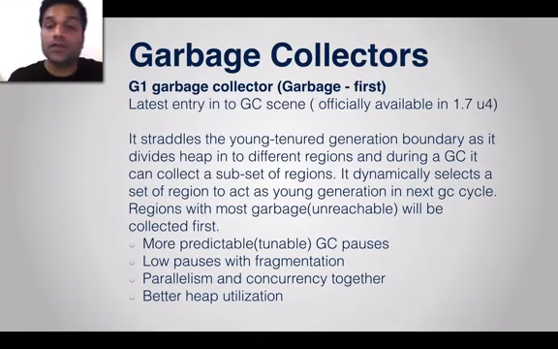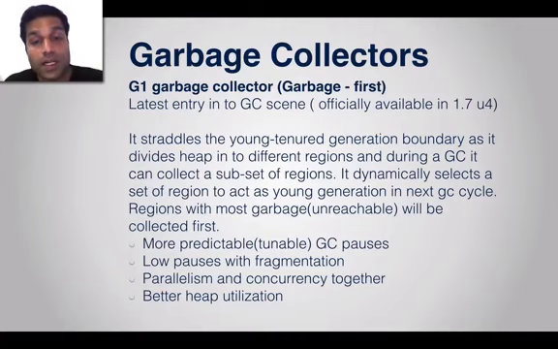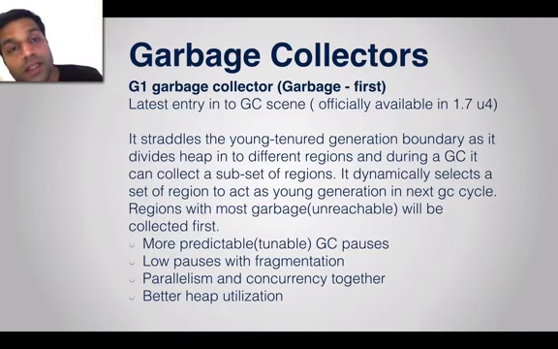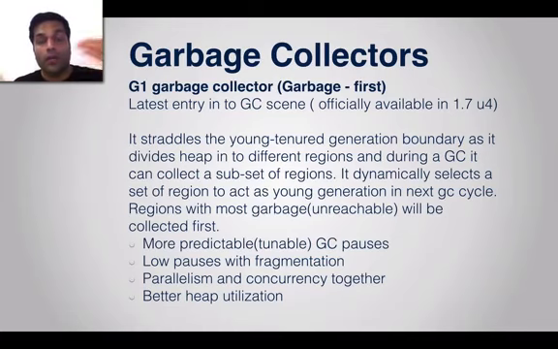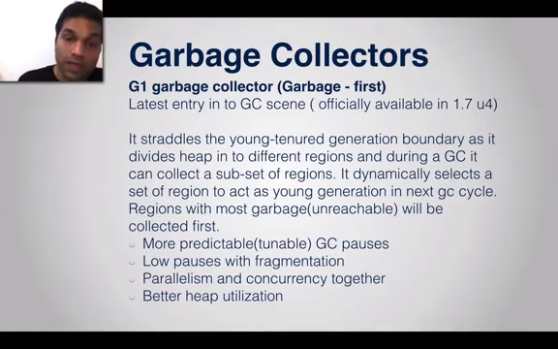As of modern Java implementations, 7 onwards, 1.7 update 4, the G1 garbage collector was implemented. G1 means garbage first. The need for implementing the G1 garbage collector was basically to make the GC process more predictable. You could mention on the command line how much time you would like the GC to pause your VM, and it gives a low amount of fragmentation or pauses. It mixes the goodness of parallelism as well as concurrent collection, and it results in better heap utilization.